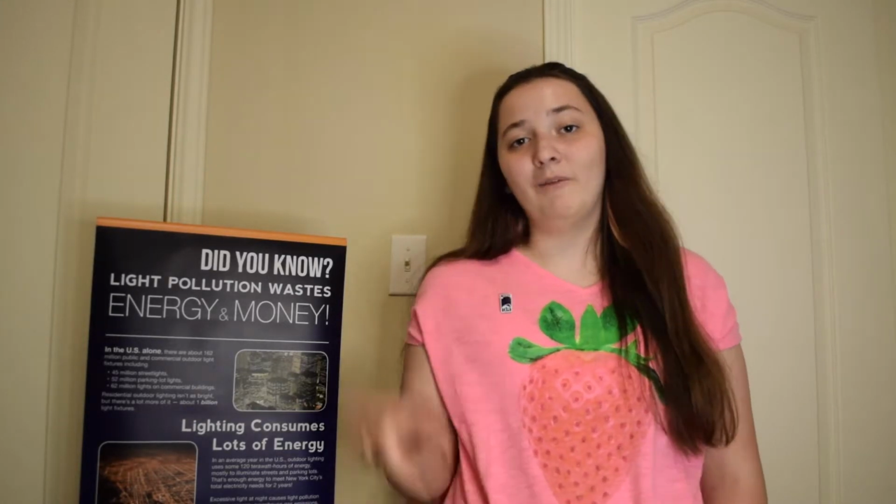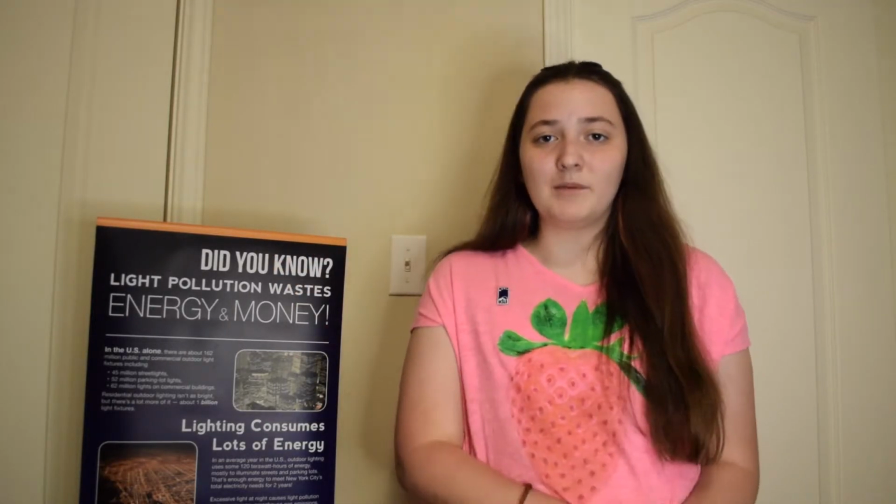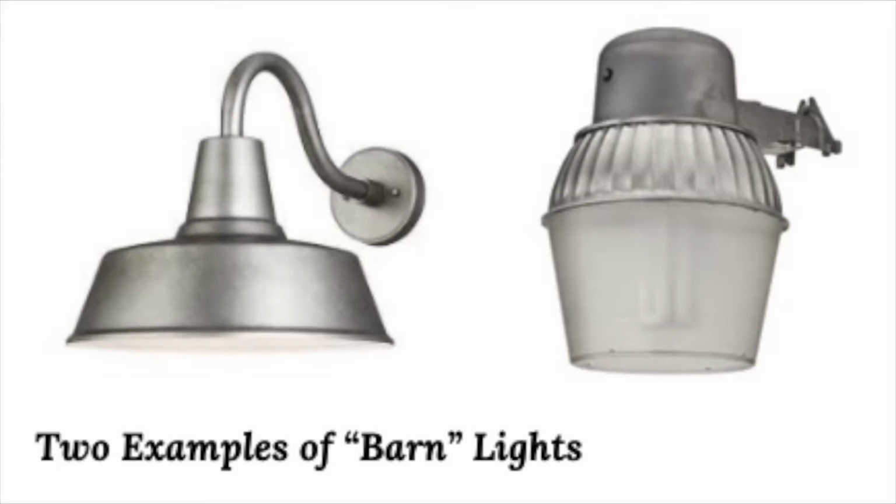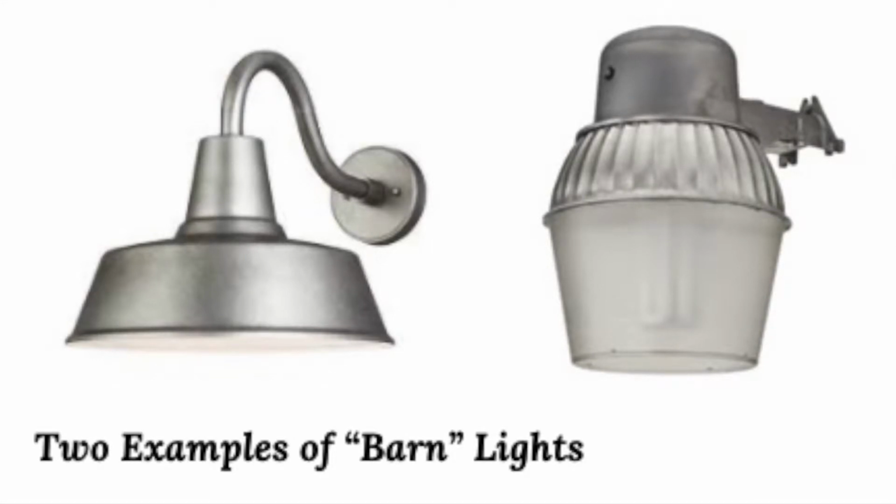Okay, so now that we've talked about the three main qualities of different lights, remember that's wattage, lumens, and color, let's talk about the common fixtures and light bulbs that you will see. The first kind of light fixture is called a barn light. Where do you think we would find this light?